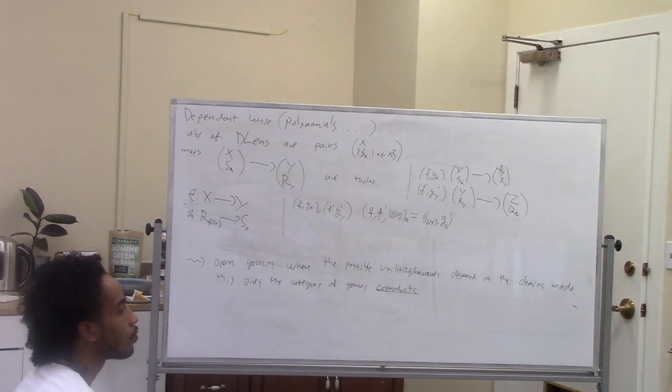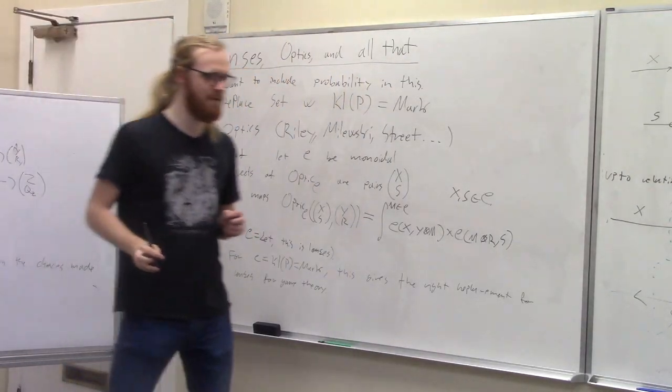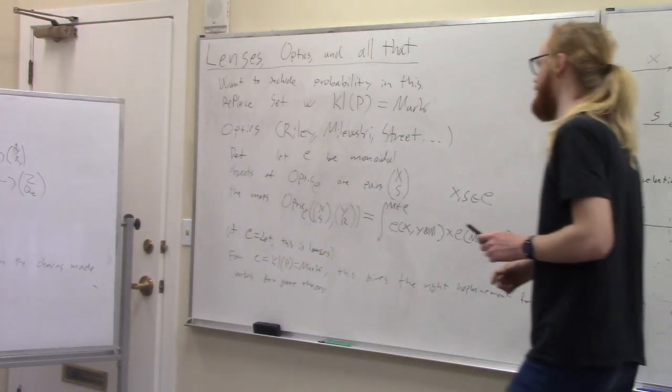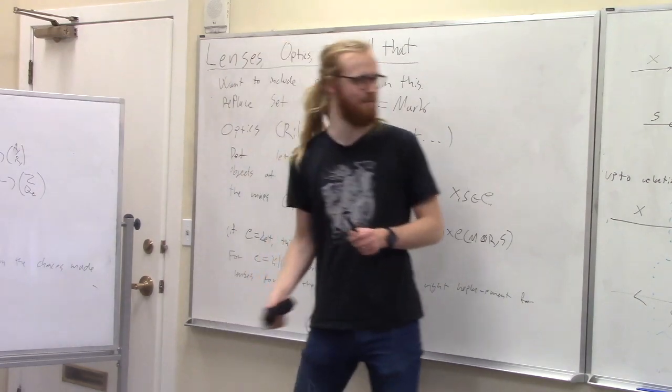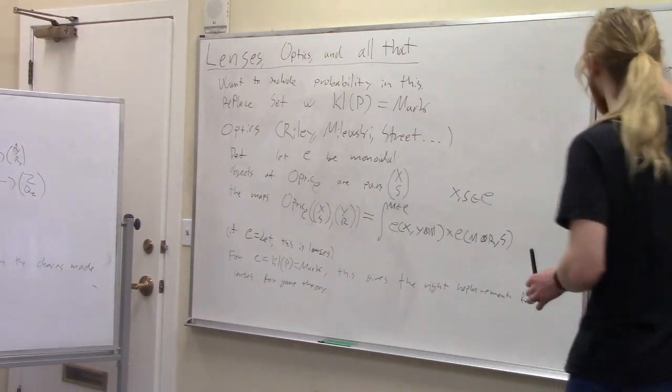Okay, so now, we really want to use probabilities, and we really want to use dependent lenses. So how the hell do we combine those two things? That's the hard problem of quote-unquote dependent optics, which is just the two words meshed together.